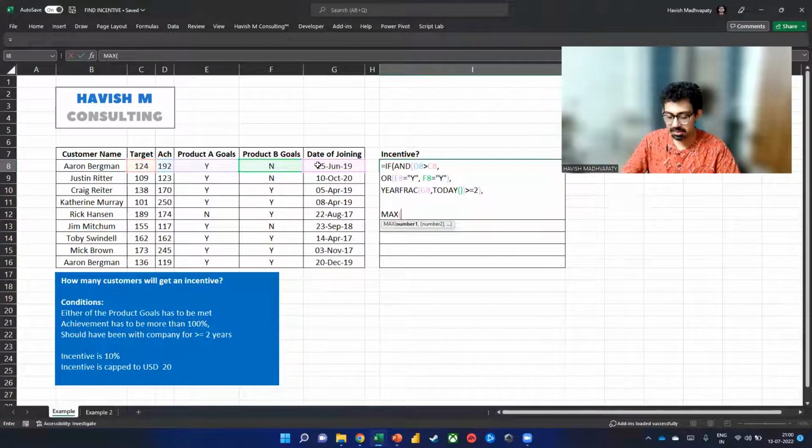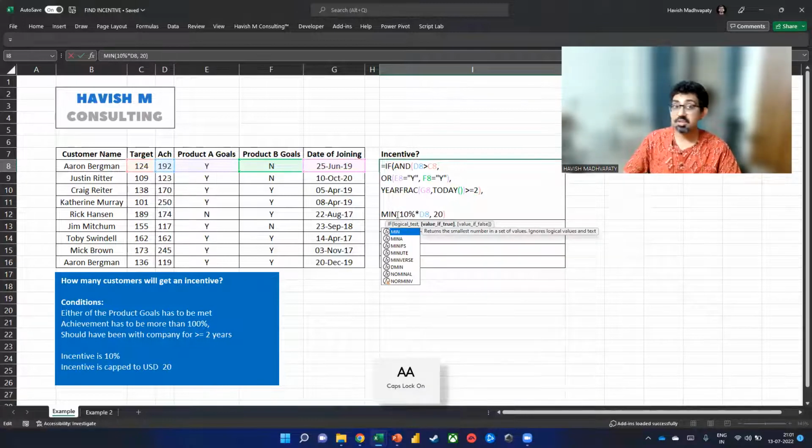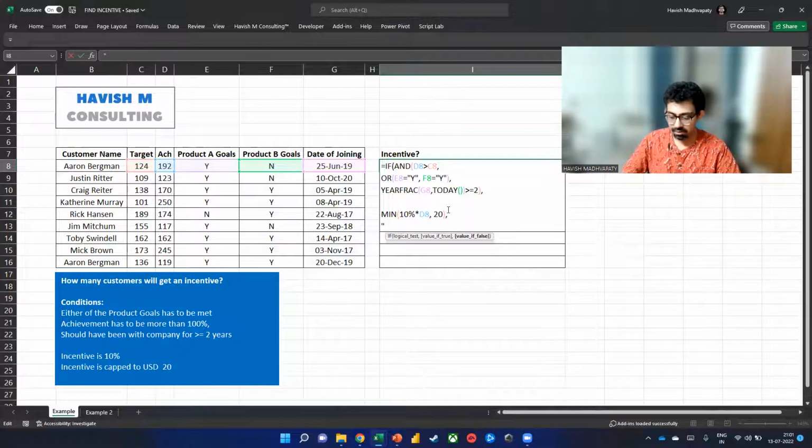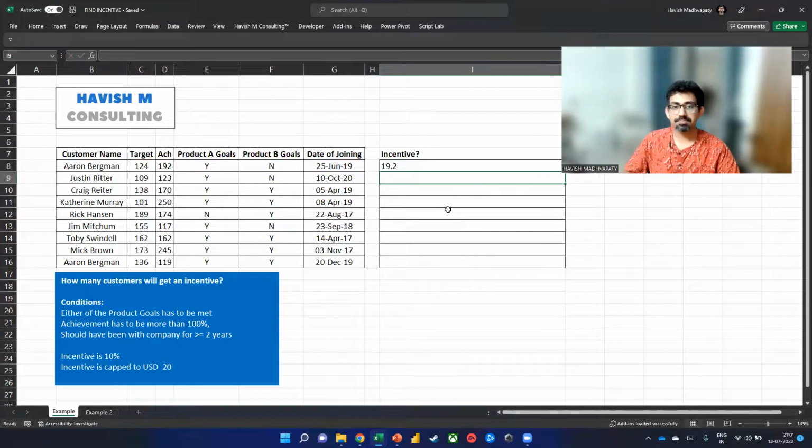So yes, we want to give the person 10% of 192, but we want to make sure that, or actually this should be the minimum, we want to make sure that the person does not end up getting more than 20. So if not, the person gets no incentive, like this. So let's see the result.